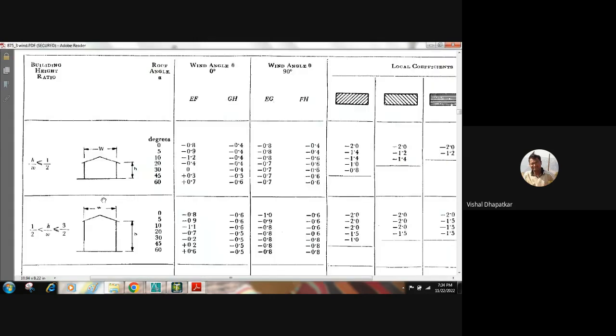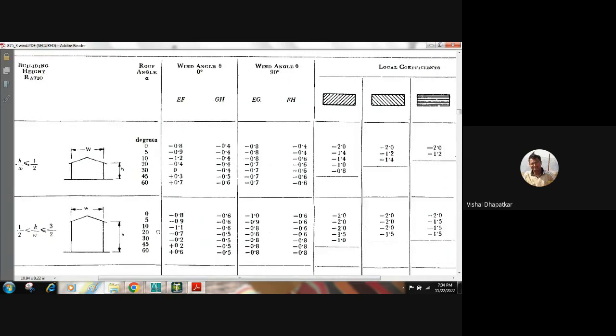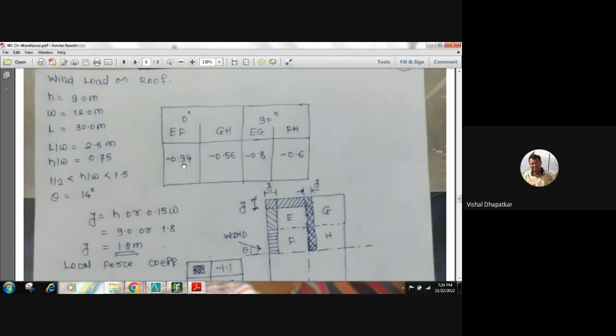So 14 degrees will fall between 10 degrees and 20 degrees. So you can linearly interpolate between these two coefficients for the EF and GH faces, and for 90 degree, the EG and FH faces. We can interpolate between these force coefficients to get the actual coefficient for 14 degrees. We have already interpolated here.